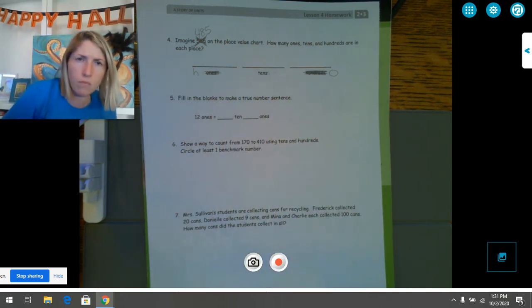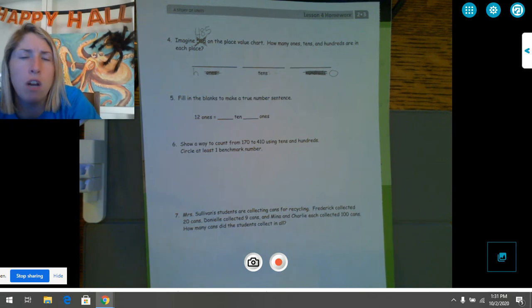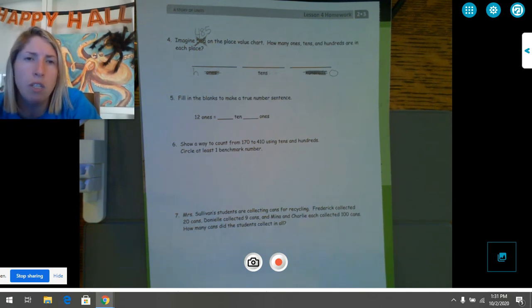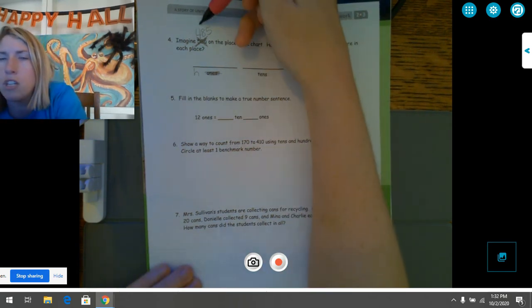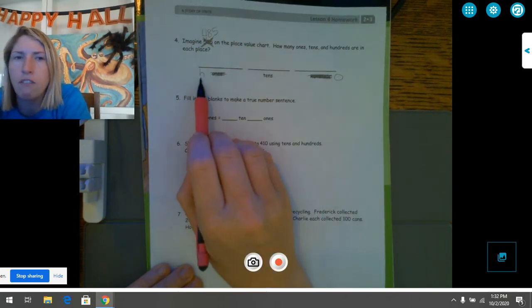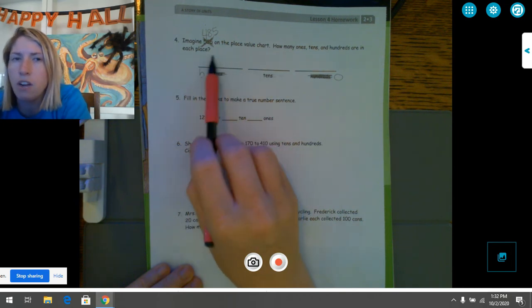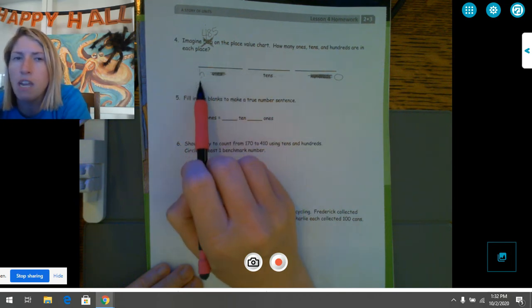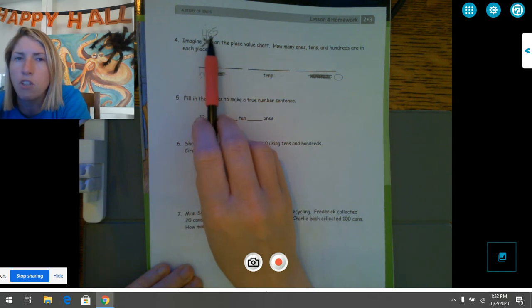Okay. All right. Imagine 485 on the place value chart. How many ones, tens, and hundreds are in each place? Now, since I made it kind of confusing and crossed things out, I'll do this one with you. So 485, how many hundreds are in 485? I want you to put that right here on this line. How many hundreds are in the number 485?